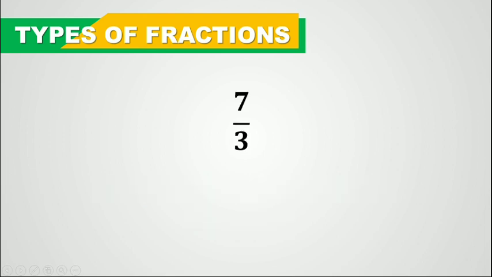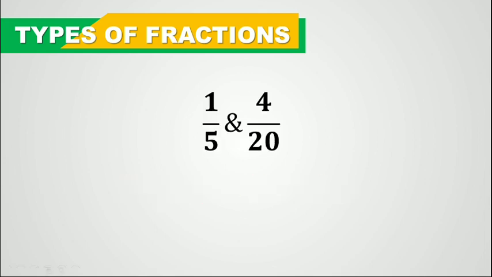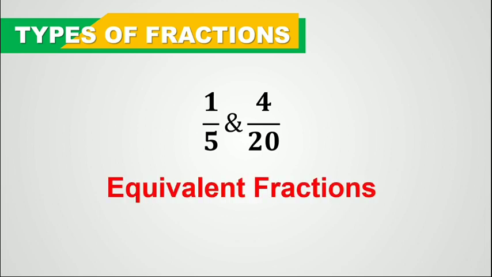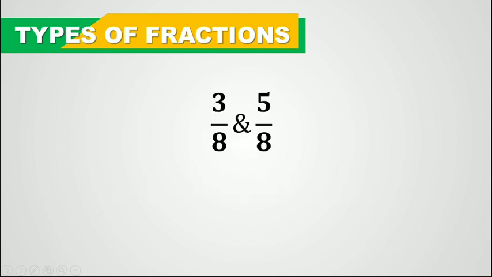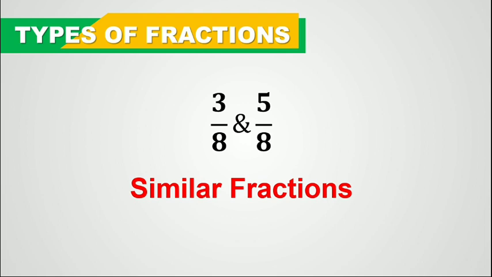So how about this one? 7/3. 7/3 is an improper fraction. 1/5 and 4/20. They are equivalent fractions because if you simplify or reduce 4/20, it is just equal to 1/5. That's why they are called equivalent fractions. Now what about 3/8 and 5/8? Obviously they are similar fractions because their denominators are the same.